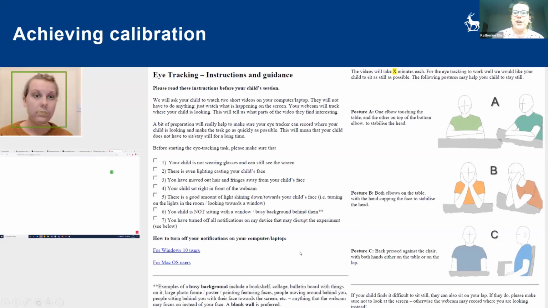And I just wanted to show you some of the information that we send to parents, which were given from Sarah White's lab, who very kindly passed this on to us, and just highlight all the number of things that you have to think about before even getting started, to make sure that the situation is set up as best as possible to make sure everything runs really, really smoothly.